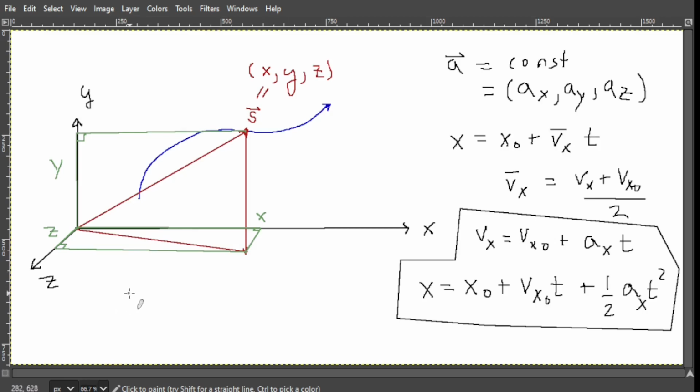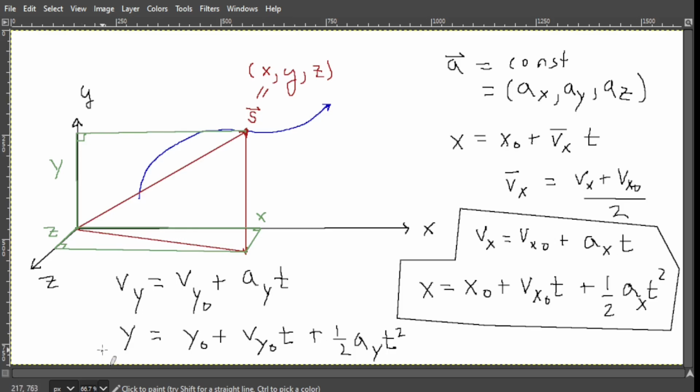Say for the y direction, for example, we would have a similar set of equations. Vy is equal to vy0, whatever it starts off at, plus how it's accelerating in the y direction, the y component of the acceleration. And similarly, y will be equal to wherever it starts off at. I'm just replacing x's with y's here and reusing this equation. I get the same equation, except instead of x's, I have y's. Same kind of kinematic equation, 1/2 ay t squared.